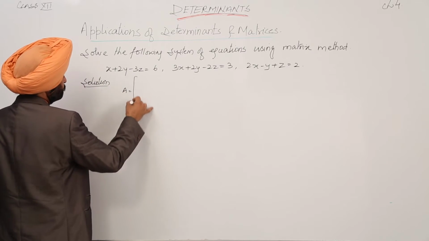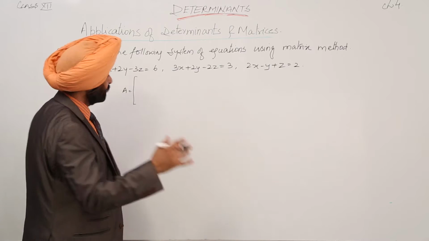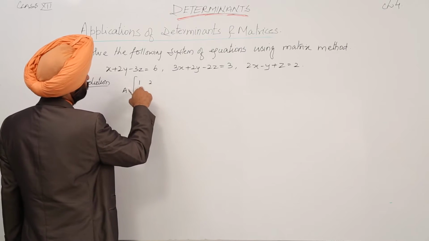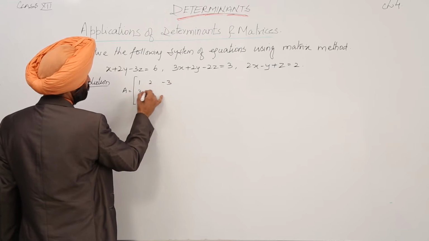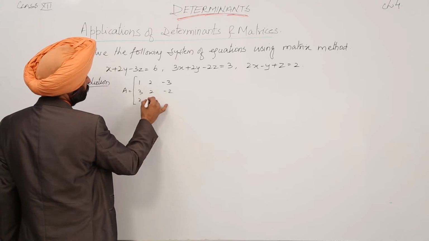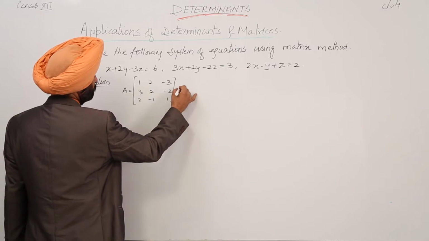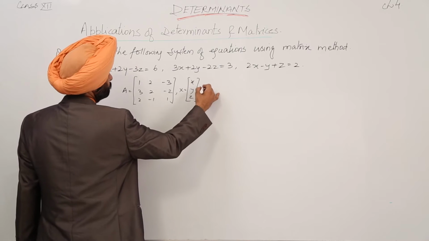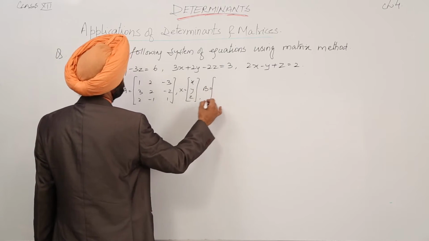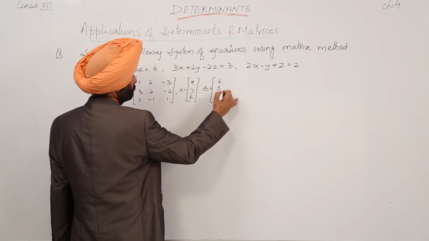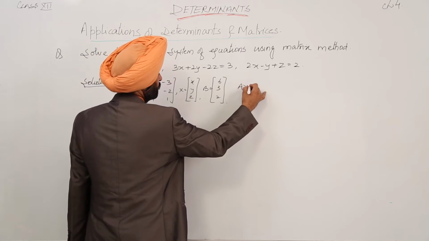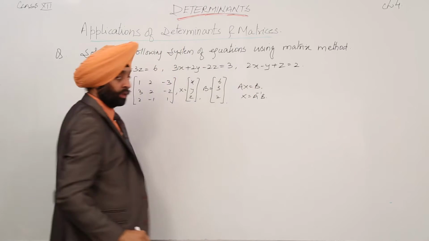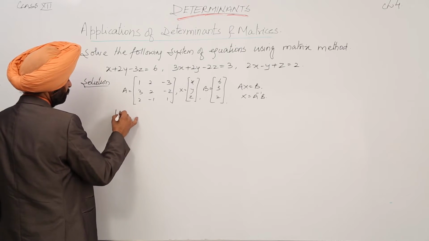Now A is equal to the coefficients of x, y and z: 1, 2, 1; 2, minus 3, 3; 2, minus 2, 2, minus 1, 1. X is equal to x, y, z, and B is equal to 6, 3, 2. Okay, we are getting AX is equal to B, or you can write X is equal to A inverse B.